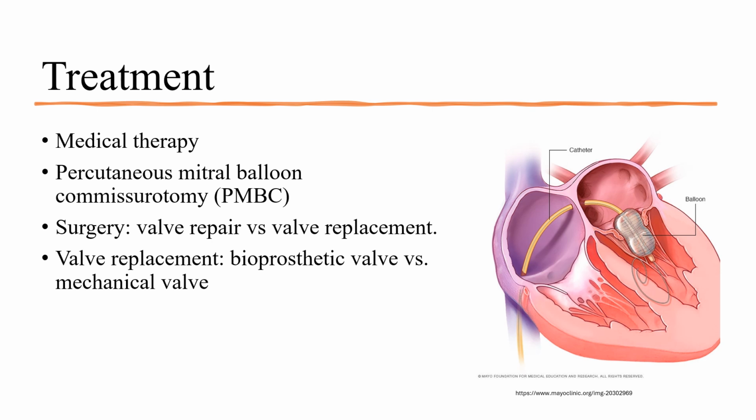Surgery is also another option, and it's indicated in patients with severe stenosis or those who cannot undergo PMBC. Surgery options include mitral valve repair and mitral valve replacement. Replacement can be accomplished using a bioprosthetic valve or a mechanical valve. But valve repair is the preferred surgical method, and this is because bioprosthetic valves require frequent intervention and mechanical valves require lifelong anticoagulation therapy.